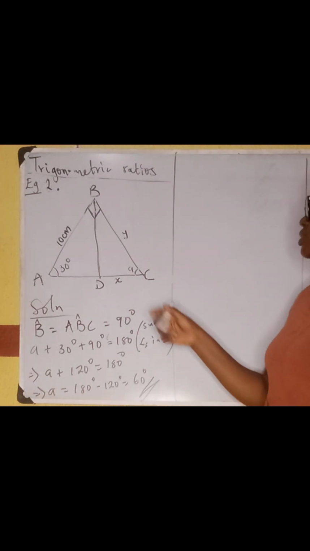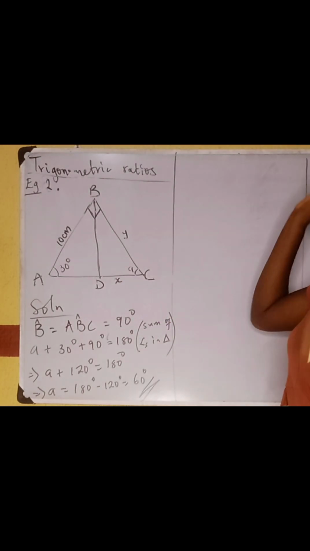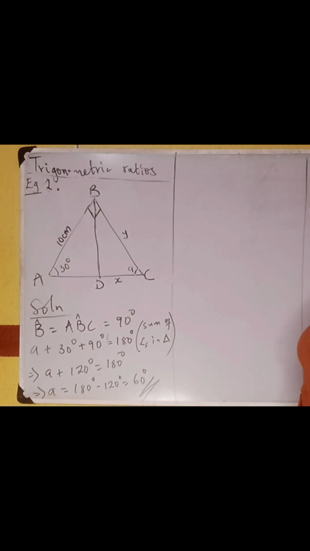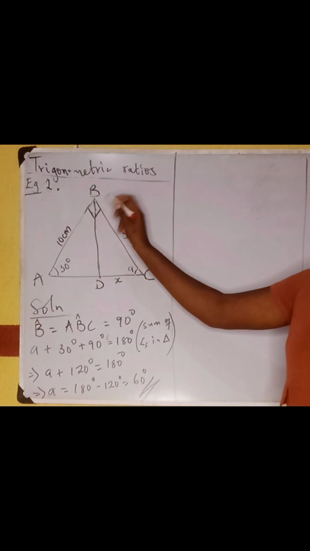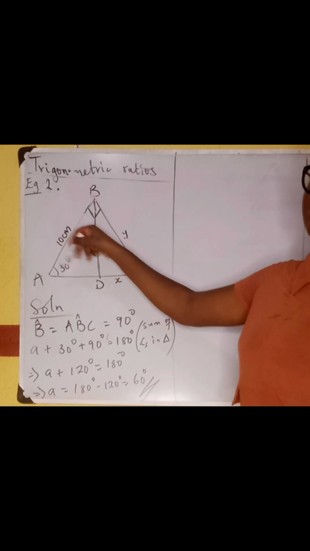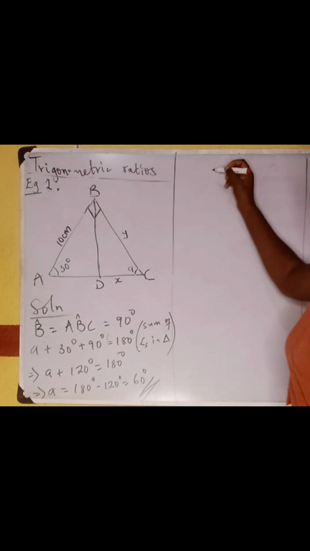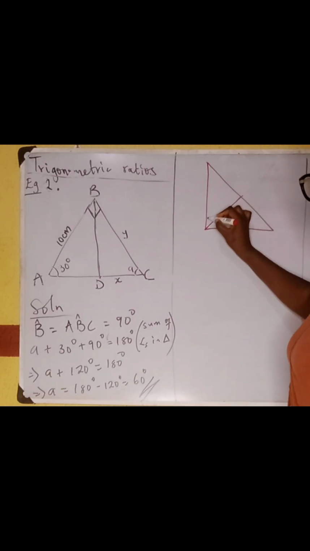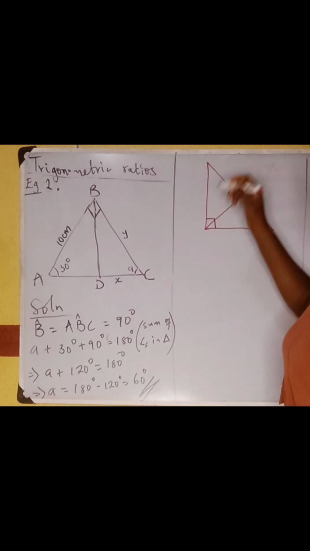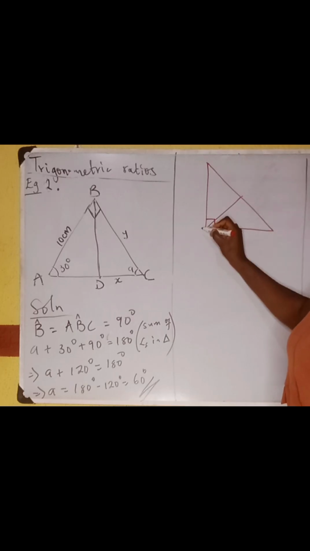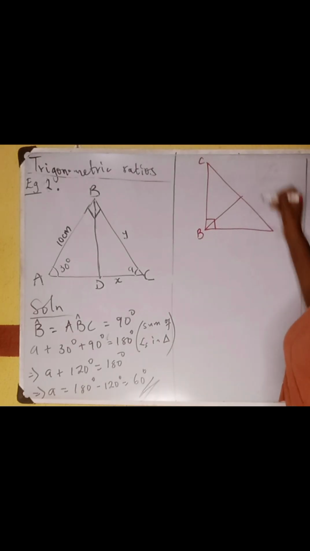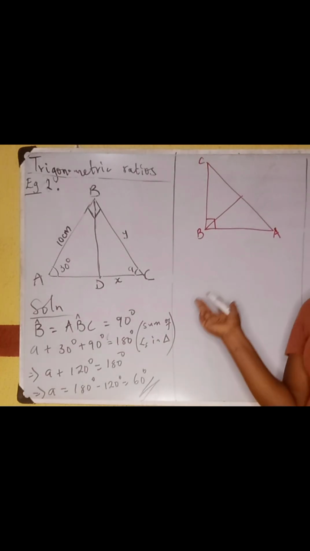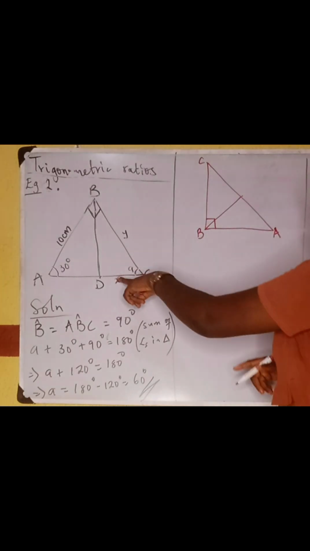If A is 60, we now want to find S and Y. To find S and Y, there are a lot of things we can do here. I can redraw this triangle. Since we've discovered this is a right angle triangle, if I redraw this triangle, I'll have something like this. Now this is B, C, A. I don't know if you got that. That's if I redraw this triangle.